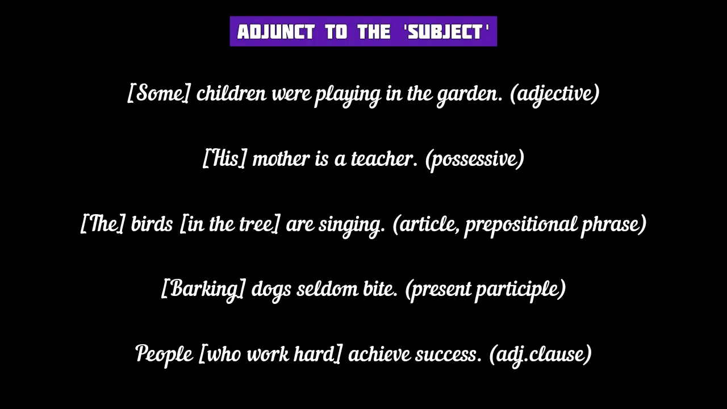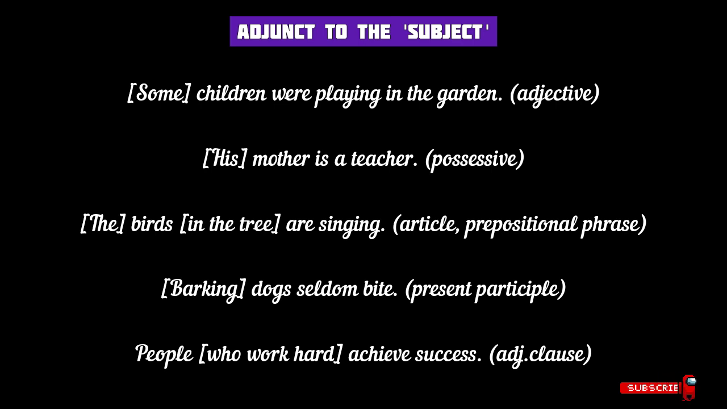Now see some examples of the adjunct to the subject on your screen. Some children were playing in the garden. Here the noun children is the subject of the sentence, and the adjective some is describing or modifying the subject. Hence, it is an adjunct to the subject or an adjectival adjunct. In the next example, his mother is a teacher. The possessive determiner, his, is modifying the subject noun mother. So in this sentence, his is an adjunct to the subject.